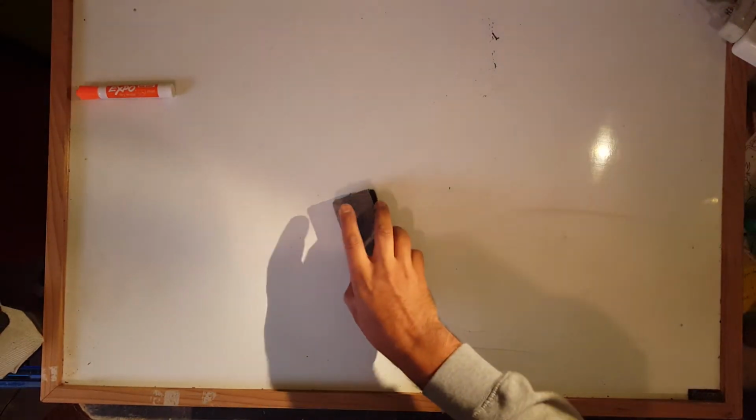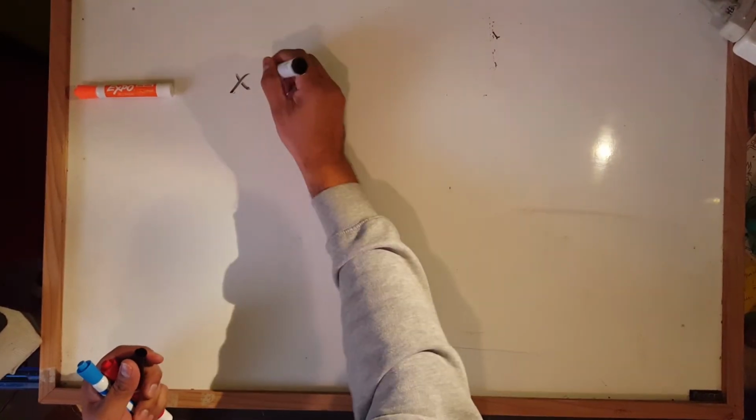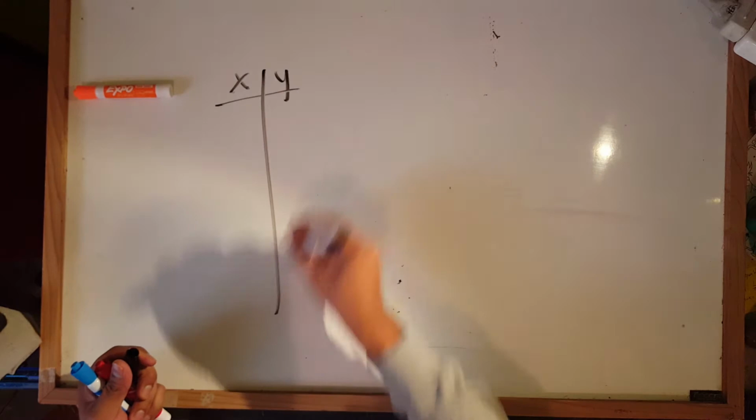All right, so we're going to do number 2 on your homework. So let me draw the table first. The table is X, and my marker is giving up. Come on, marker. Don't give up.